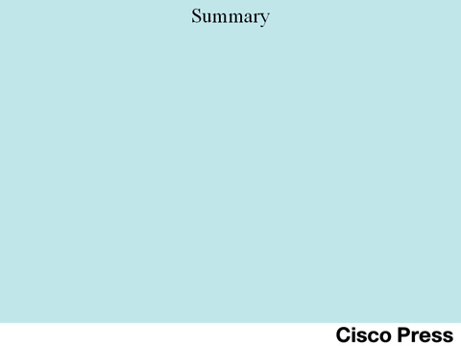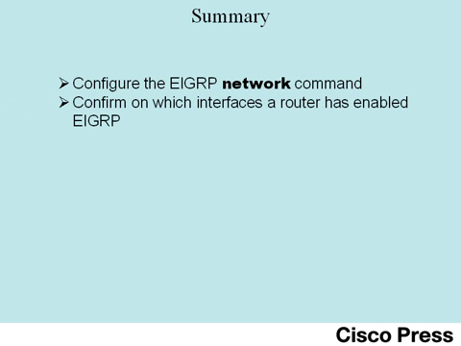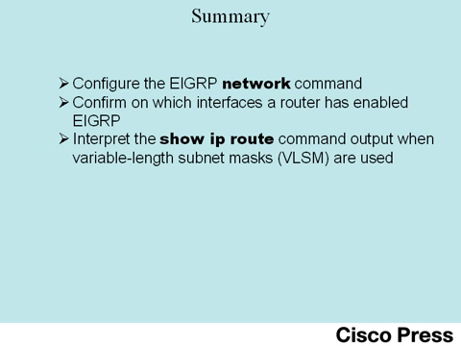In this lab, you've seen how to configure the EIGRP network command, in particular 2 different styles of the command. You've also seen how to confirm on which interfaces a router has enabled EIGRP, and you've seen how to interpret the output of the show IP route command, particularly understand the details that are shown when VLSM is used.